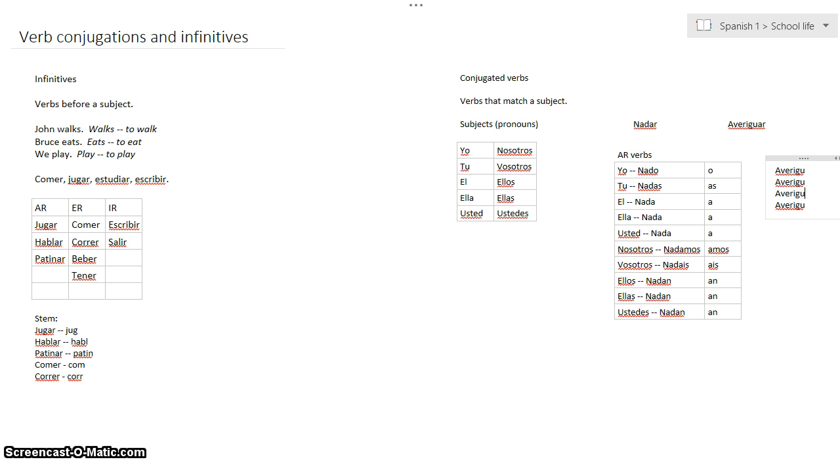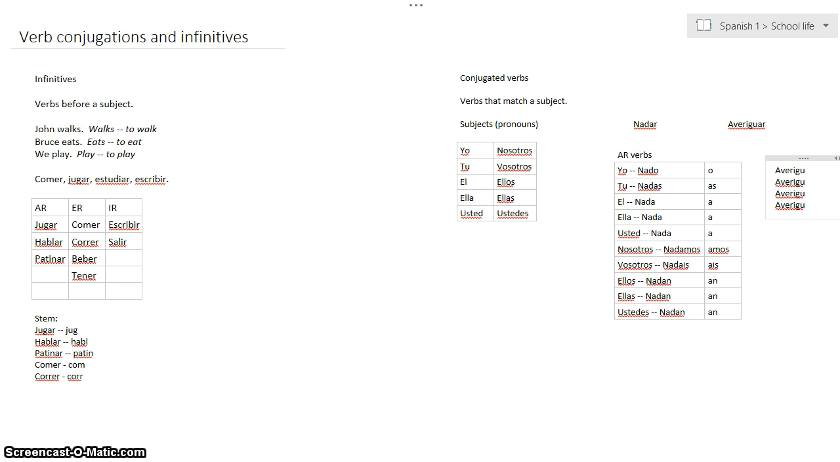You get the idea. So if you want to say I verify, which is what averiguar means, you add an O, and you would say averiguo. You want to say you verify, you add AS. Tú averiguas. You want to say he or she verifies, you add an A. Averigua. So that's basically the idea of conjugating verbs.